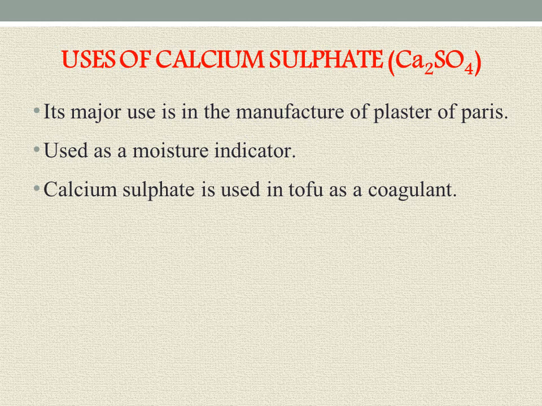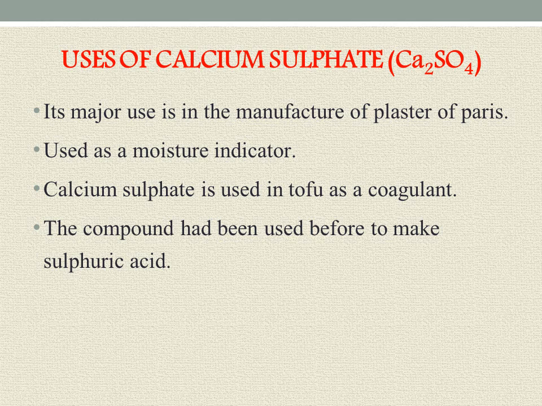Calcium sulfate is used in tofu as a coagulant. Coagulant means that anything which is able to stick anything in itself. मीन्स कोएगुलेंट वो चीज़ होती है जो किसी भी चीज़ के साथ चिपक जाए. Means if you take the example of plaster of Paris, so it has the ability to stick with anything, so it will act as a coagulant.